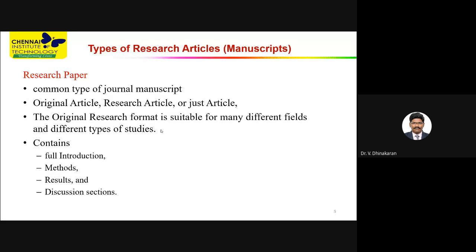Then methods: how this has been carried out, what materials have been utilized, and what environmental conditions this experiment has been carried out under. That information should be fully given in the research papers. Then results. By conducting the experiments, what results have you obtained, what are you going to interpret from the results, and what are you going to propose to the research community? That should be proposed in the research articles.